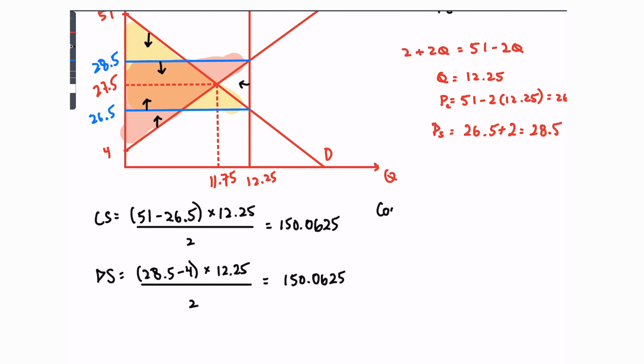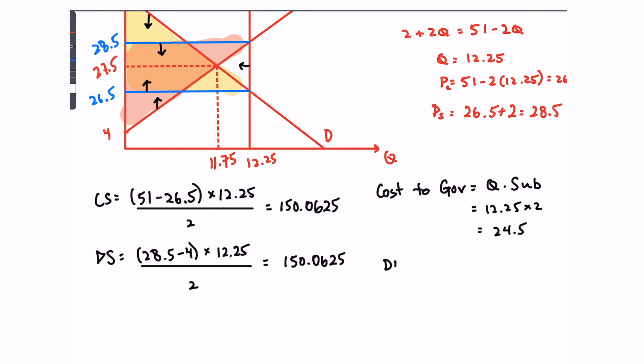The cost to the government is just the quantity multiplied by the subsidy. So in this case, it would be 12.25 times 2. So 24.5. And the deadweight loss is just this little triangle here.